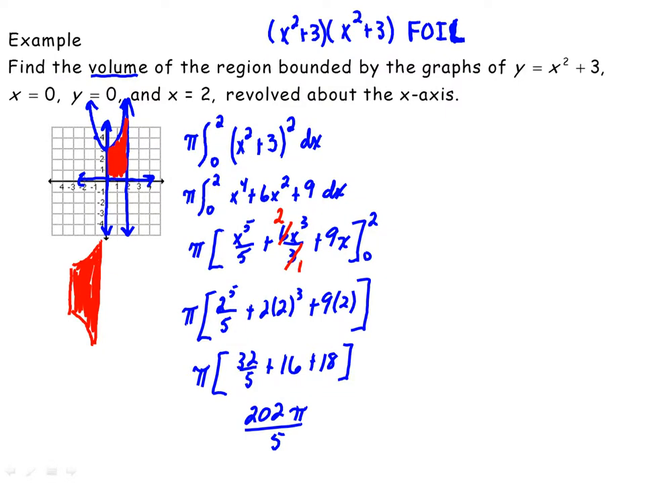Now, if I ever, and I don't intend to do this, but you never know, if I ever give you a test and I don't say use the disc method or use the washer method or use the shell method, how would you know to use the disc method? If you take a two-dimensional figure and you revolve it about an axis and it makes a solid, you're going to use the disc method. Okay?